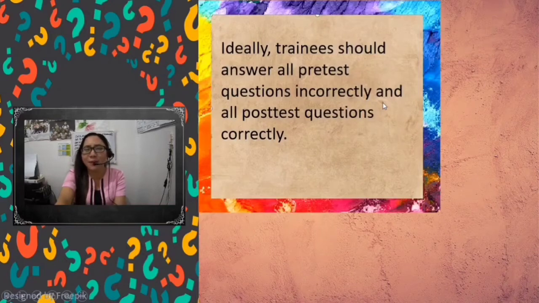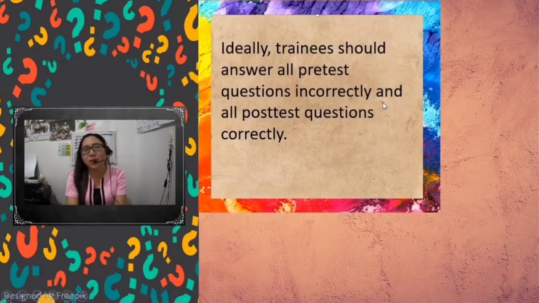So bakit tama na pagdating sa post-test? Because in the post-test, since we know the mistakes that we've done in the pre-test, the post-test should be correct. We should answer that correctly. Dapat nasagot na yan ng mga trainees in the post-test.